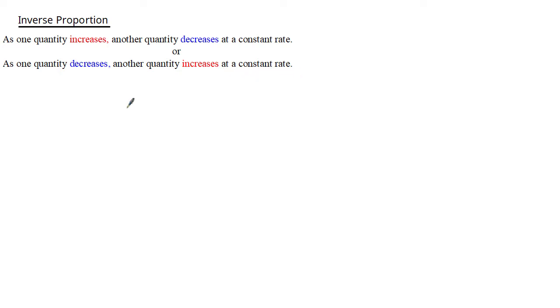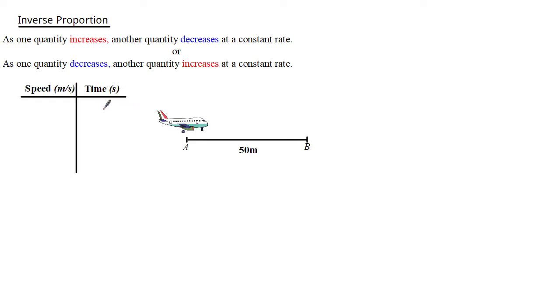An example of two quantities in the real world that can be inversely proportional are speed and time. We can use this table of values to illustrate the different speeds and times that it takes for an aeroplane to travel part of a runway which goes from the fixed point A to the fixed point B, where the distance between these points is 50 meters. Now this table shows the inverse proportional relationship between speed and time when the distance is fixed.